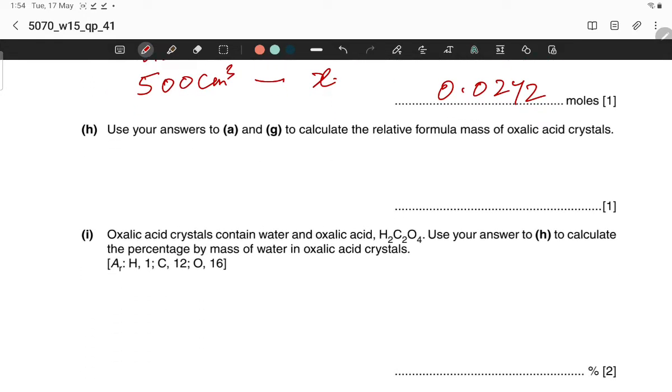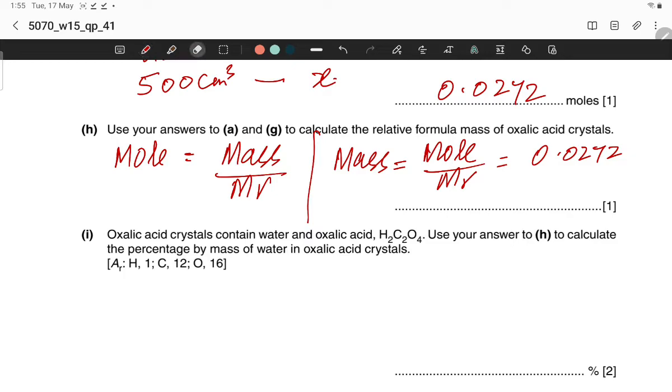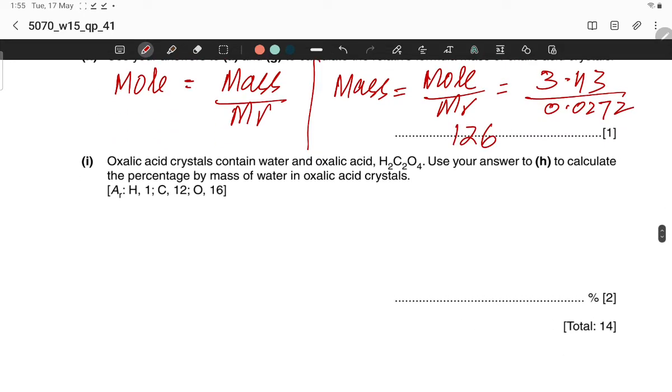Use answer A and G. Calculate the relative formula mass of oxalic acid crystals. So mole is equal to mass over Mr. So Mr is equal to mass over mole, which is 3.43 divided by 0.0272, which is equal to 126. So Mr of oxalic acid crystals is 126.